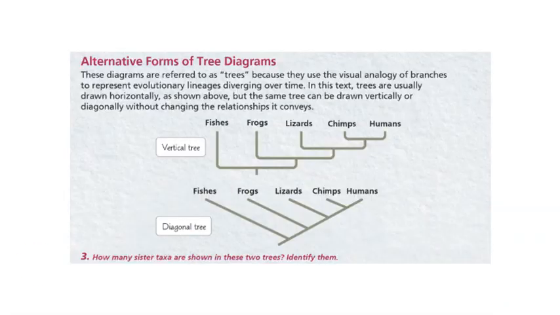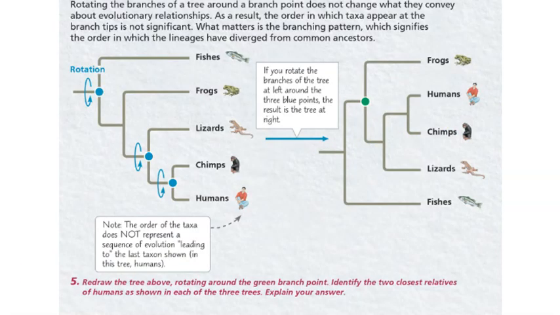And so this is alternative forms. These diagrams are referred to as trees. You can do a diagonal tree, or you can do a vertical tree. Not really sure what I would recommend. It's kind of preference, guys. Notice something here, and this is very important because they might trick you on this May 5th.